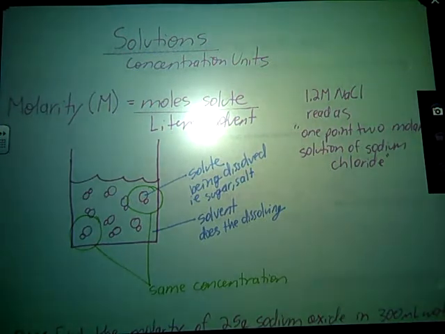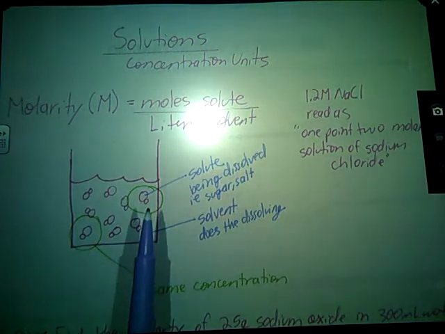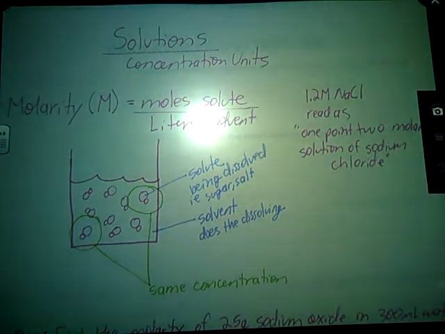What this means is that it doesn't matter where I sample from. If I sample from this corner of my container or this corner, it's going to have the same concentration. So if I sample from here, I get 25 milliliters, it's still a 3 molar solution, for example. This one over here would also be a 3 molar solution. So the concentration is the same throughout your substance. It does not matter where you sample from.